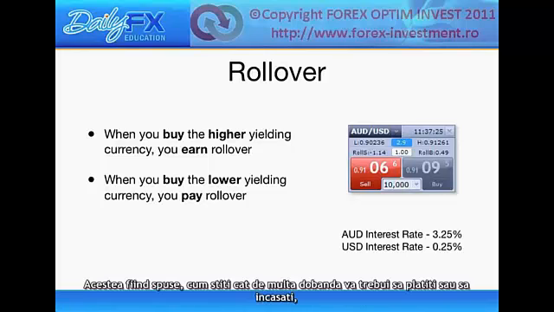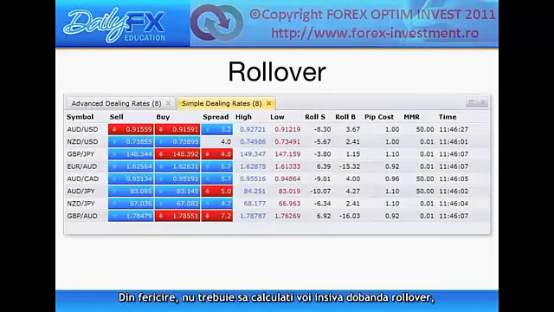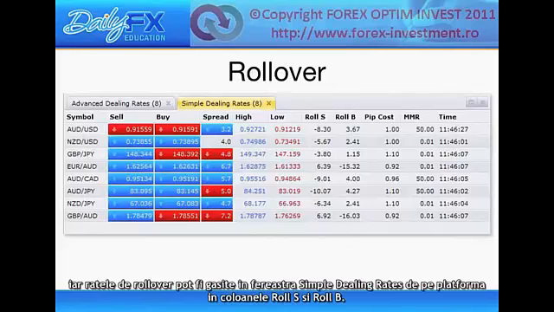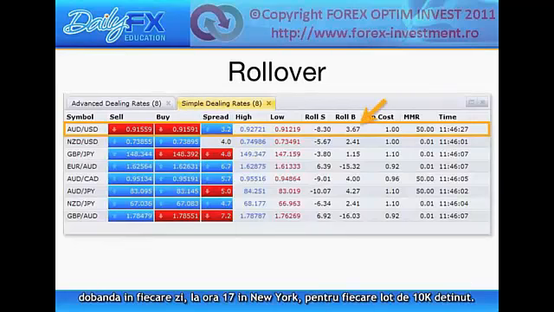Now, with all this said, how do you know how much interest you'll have to pay or earn when you do hold positions long term? Fortunately, you don't have to calculate rollover rates yourself, as the FX Trading Station 2 automatically calculates and reports all rollover for you, and the rollover rates can be found from the simple dealing rates window of the platform in the Roll S and Roll B columns. We can see here that by buying the Australian dollar US dollar currency pair, a trader would earn $3.67 in interest every day at the 5 p.m. Eastern close for each 10K lot that they traded.